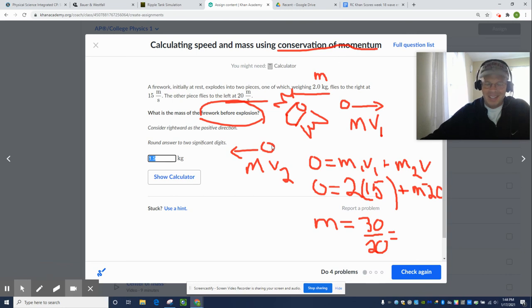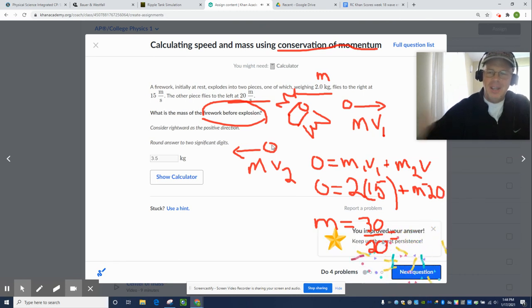Making fun of Khan getting it wrong, and I can't even get it right. This is a shame. Hang on. 2 plus 1.5 is 3.5 kilos. Hey, better late than never.